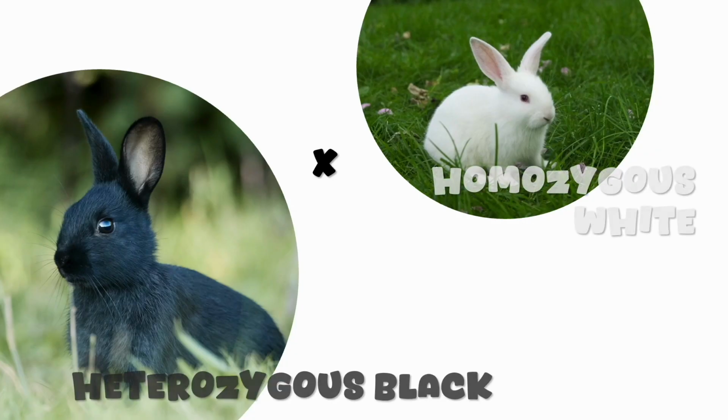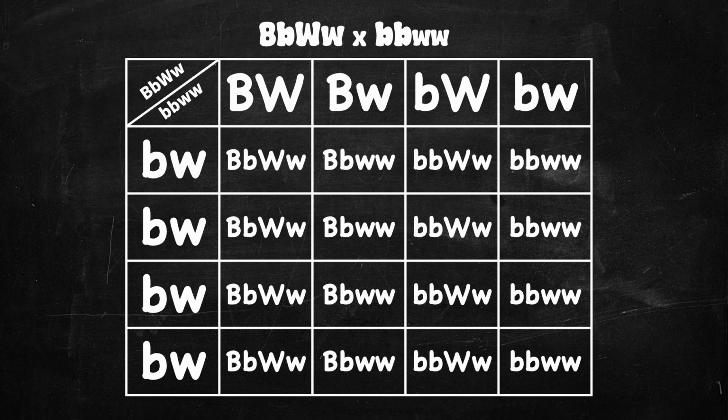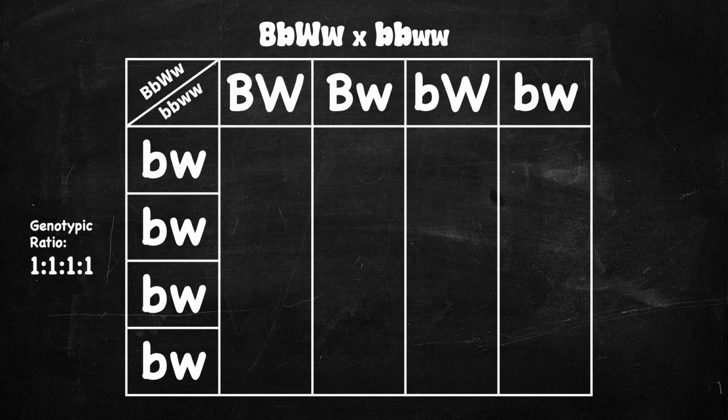The heterozygous black rabbits were then bred with the homozygous white rabbit. Let us find out what the genotypic ratio is by making a second Punnett square. Crossing the heterozygous black rabbit and the homozygous white rabbit gives us a genotypic ratio of 1 big B, small b, big W, small w, to 1 big B, small b, small w, small w, to 1 small b, small b, big W, small w, lastly to 1 small b, small b, small w, small w.